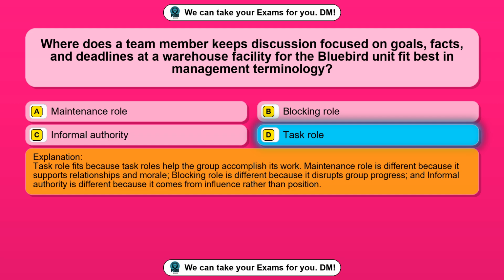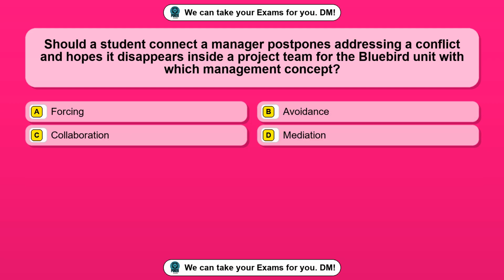than position. Question 32. Should a student connect a manager who postpones addressing a conflict and hopes it disappears inside a project team for the Bluebird unit with which management concept? Option A, forcing. Option B, avoidance. Option C, collaboration. Option D, mediation. The correct answer is option B, avoidance.